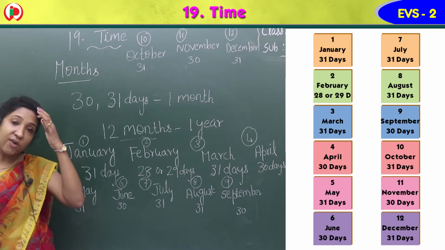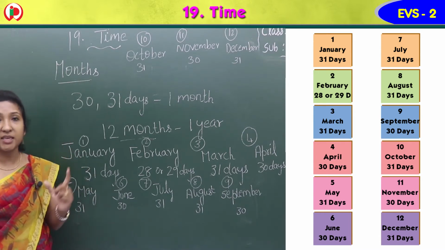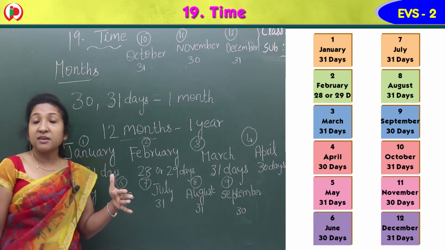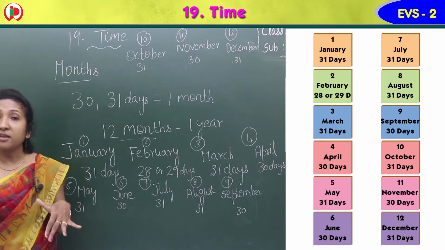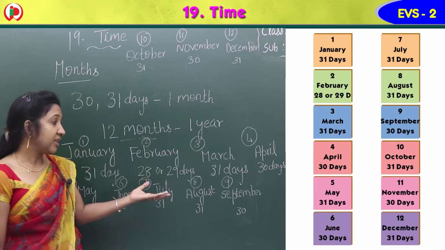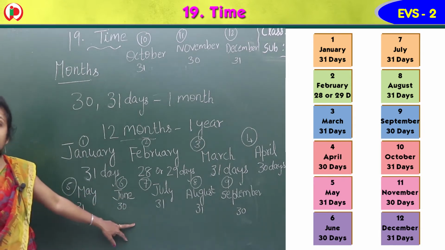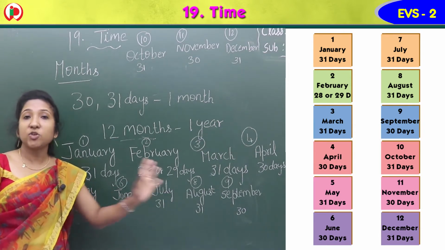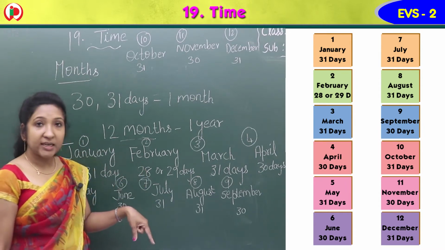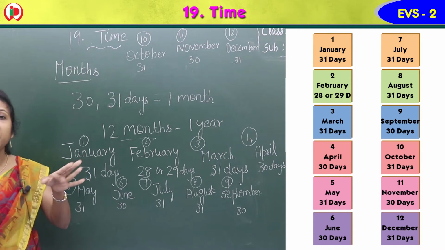January, we have 31 days in January. In all Januaries, we have 31 days. The first month of the year, we have 31 days. Then comes February. In some years, February has 28 and some years we have 29 days also. Then March, 31 days. April, 30. May, 31. June, 30 days. Then July, August together. July also 31 days. August also 31. September then 30. Then again October 31. November 30. Then December 31 days.